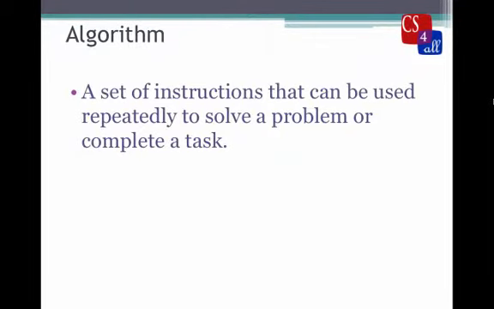An algorithm is just a set of instructions that could be used repeatedly to solve the same problem or task.